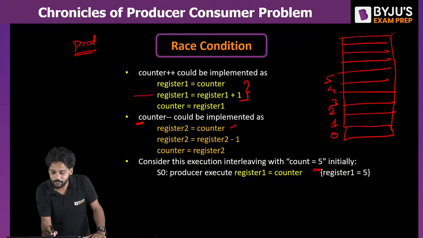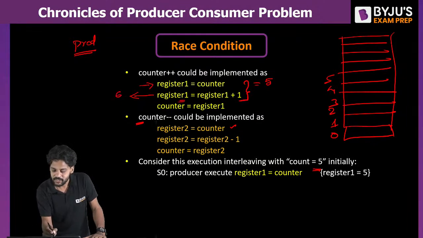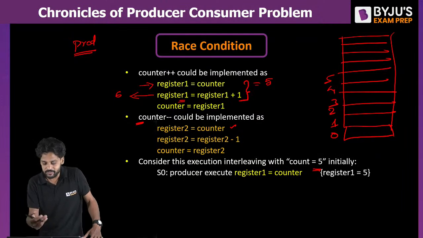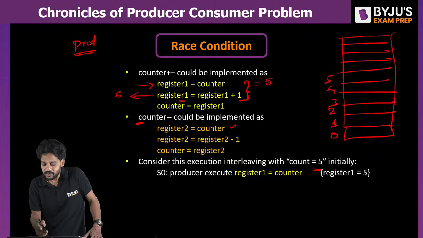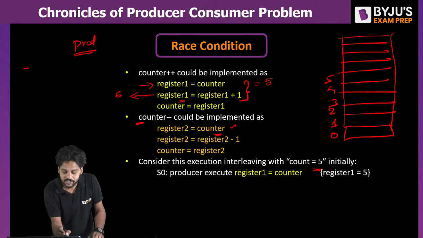So at this point, I got preempted. Initially, I read the counter equal to 5. 5 has been transferred to register 1, and then register 1 has been updated to 6. But before I reflect the register value into the counter, I got preempted. And at the same time, the consumer entered. The consumer has to execute counter minus minus. But what will he read? The counter hasn't been updated. Let us understand.